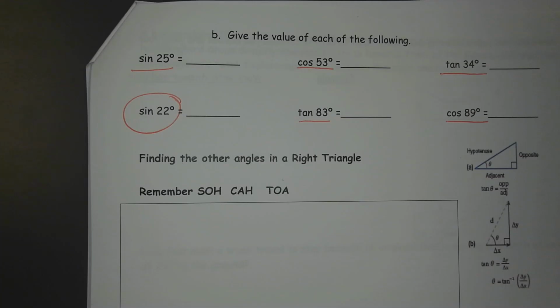What is the cosine of 53 degrees? What is the tan of 34 degrees? What is the sine of 22 degrees? What is the tan of 83 degrees? Not only that, but you need to know how to push it into your calculator.